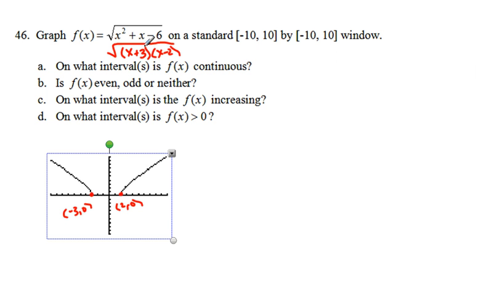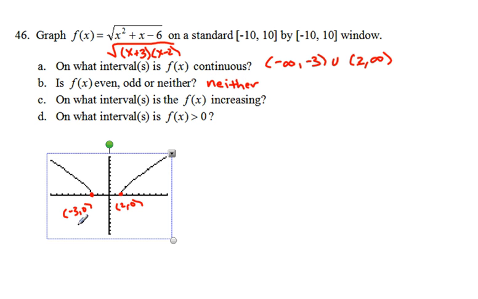It asks us, when is it continuous? Well, it's continuous until we hit negative 3 and everything after 2. So from negative infinity to negative 3, and again from 2 to infinity. And then it asks if it's even, odd, or neither. Well, if it was even, we would have the same value be 2 and negative 2. So this one is actually neither.